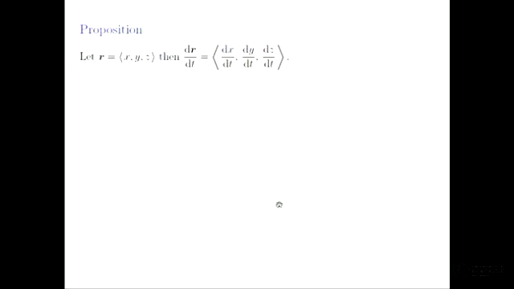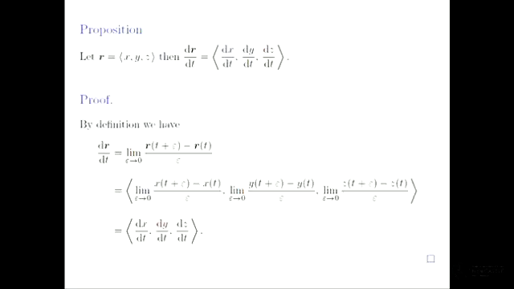Okay, so let r equal (x, y, z). Then dr/dt is equal to (dx/dt, dy/dt, dz/dt). Right? This is just a proposition allowing us to skip using the limits. And here's a quick proof. By definition, we have dr/dt is equal to the limit as epsilon goes to 0 of r(t plus epsilon) minus r(t) over epsilon. We apply this limit to each of the individual components and then just employ the old definition of the derivative, right? So the whole point is don't worry about limits. That's really only useful when thinking geometrically. It's much easier to just say that the derivative of y equals x squared is 2x.